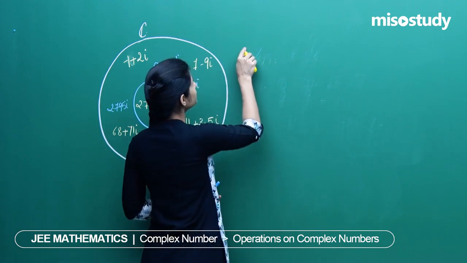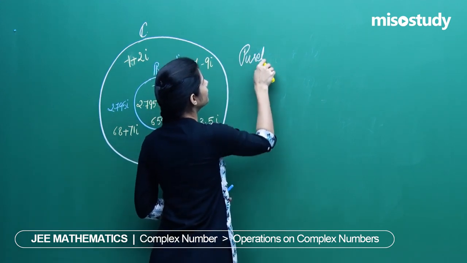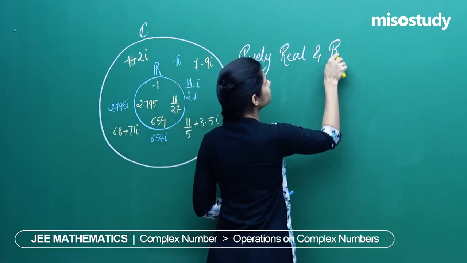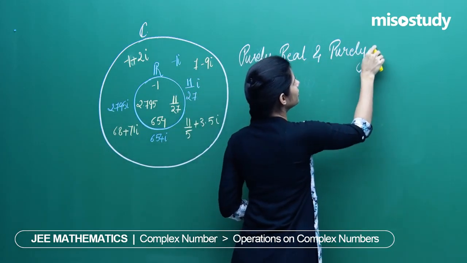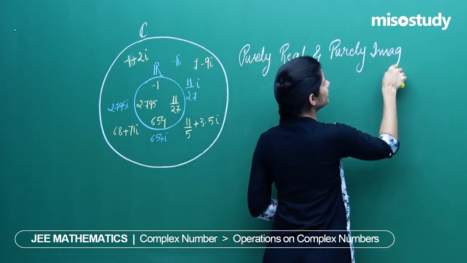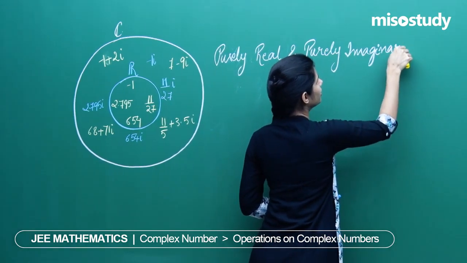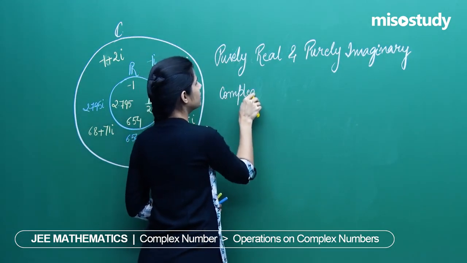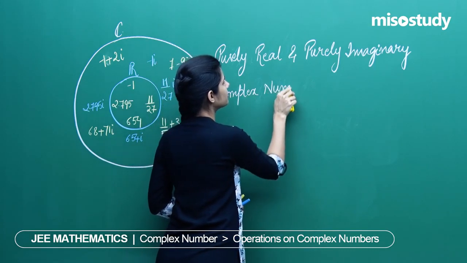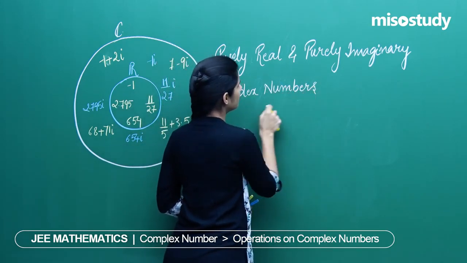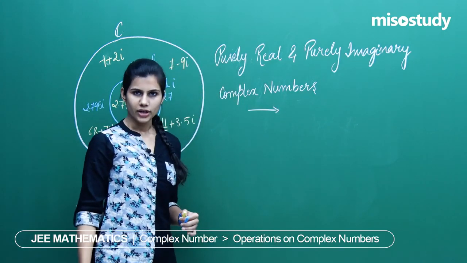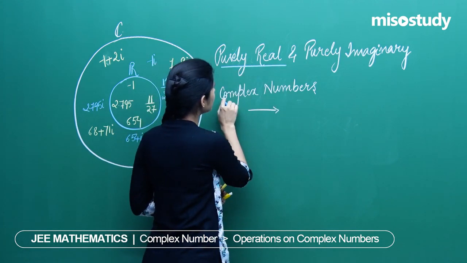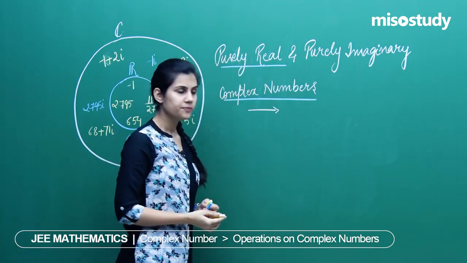The next definitions which are going to come in the league are purely real and purely imaginary complex numbers. Right? What is the meaning of purely real complex number? Let's see.